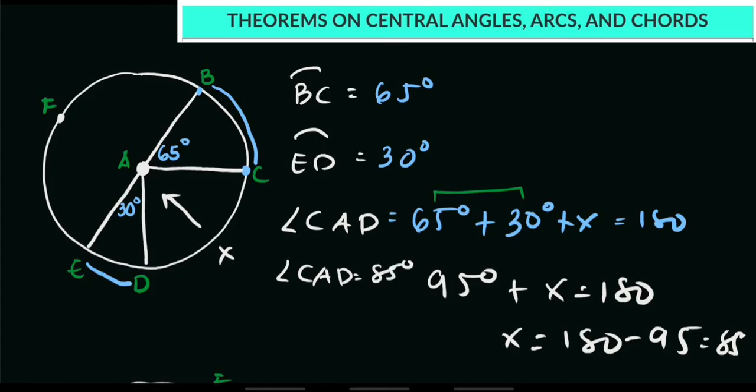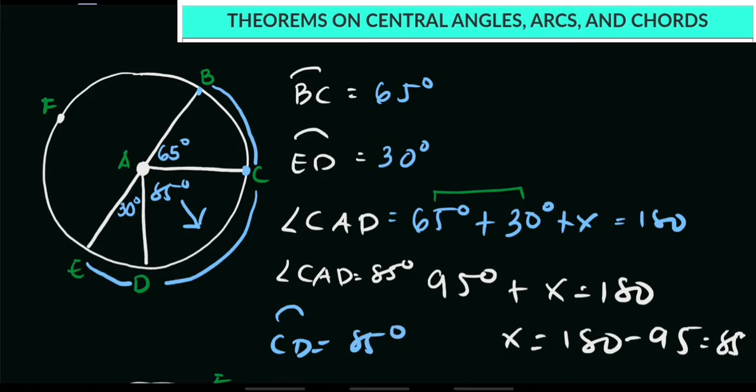I will remove this one and write 85 degrees. Therefore, if this angle CAD is 85 degrees, automatically its corresponding arc CD is also equal to 85 degrees. That is the concept of central angles for this question number 1.